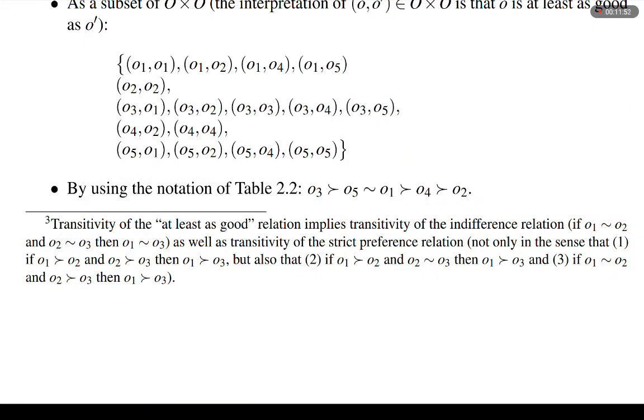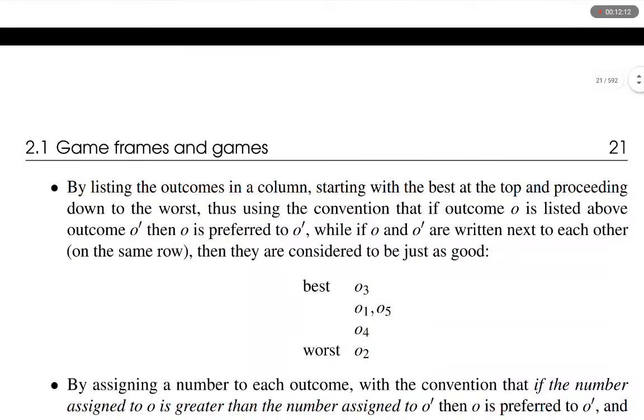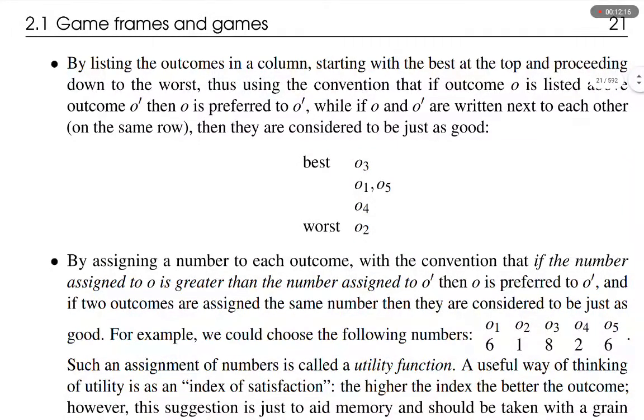Second, by using the notation of Table 2.2: O3 is better than O5, which is just as good as O1, which is better than O4, and that is better than O2. Third, by listing the outcomes in a column, starting with the best at the top and proceeding down to the worst, using the convention that if outcome O is listed above outcome O′, then O is preferred to O′, while if O and O′ are written next to each other on the same row, then they are considered to be just as good. Best: O3, then O1 and O5, then O4, worst: O2.